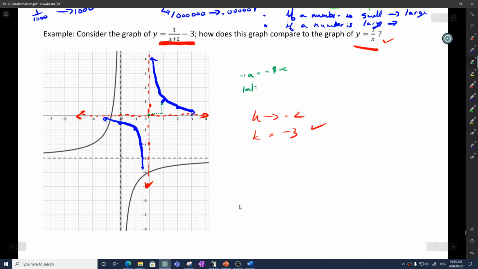But yet, when I go over 1 unit, my graph looks like it goes down 2 units. So the absolute value is 2. It got stretched vertically by a factor of 2. Putting these two together, I would say a is equal to -2, which is not reflected in the question. So how does this graph compare to 1 over x? Well, it appears that the graph was reflected about the x-axis, stretched by a factor of 2, shifted 2 units to the left, shifted 3 units up. Ouch, that hurt. That is a very tough question.